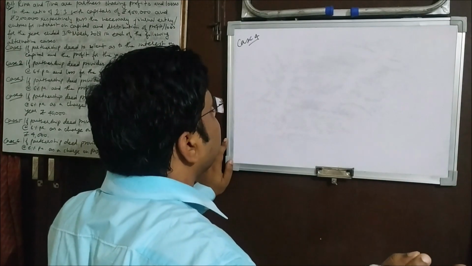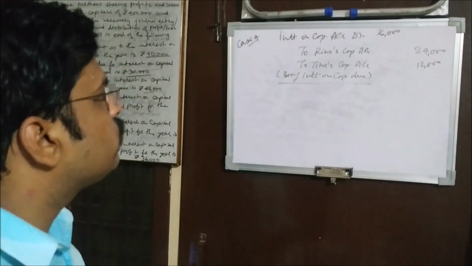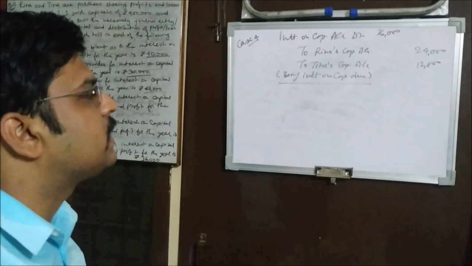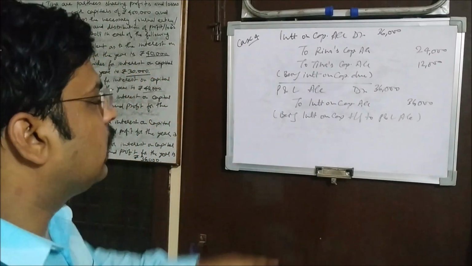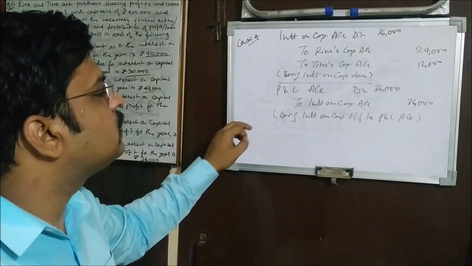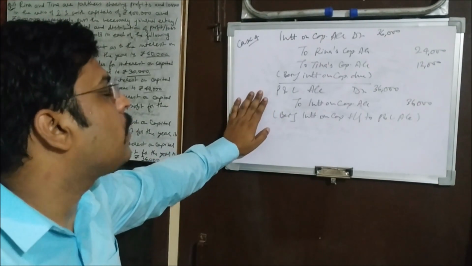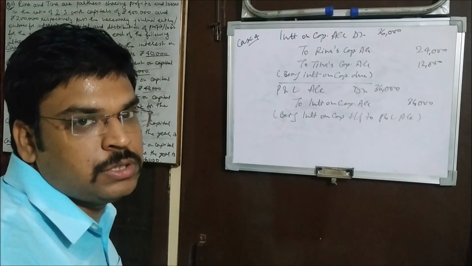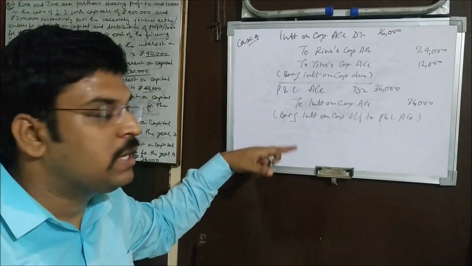We will pass the entry for interest on capital first. For making interest on capital due, we will pass the entry: interest on capital account debit to Rena's capital, to Tina's capital. Now you see the twist here: in the earlier case we passed that interest on capital to the profit and loss appropriation account, but here we are passing it to the profit and loss account. Why? Because it is a charge on profit. So now it becomes an item belonging to the profit and loss account. That's why we are doing it.